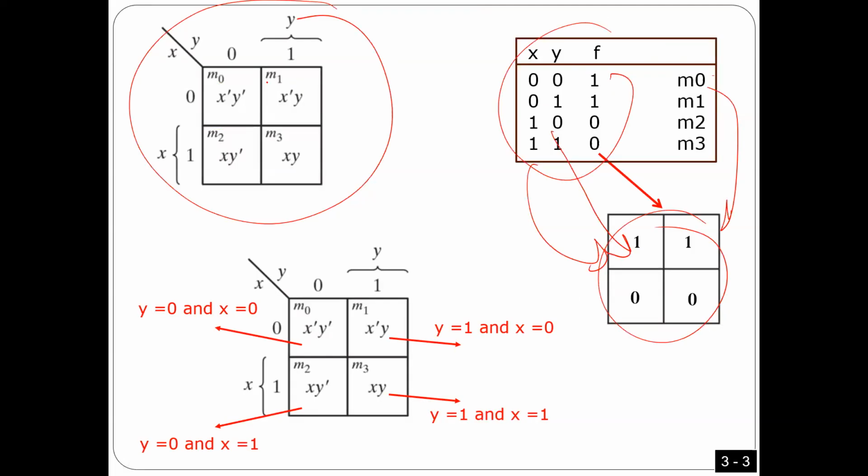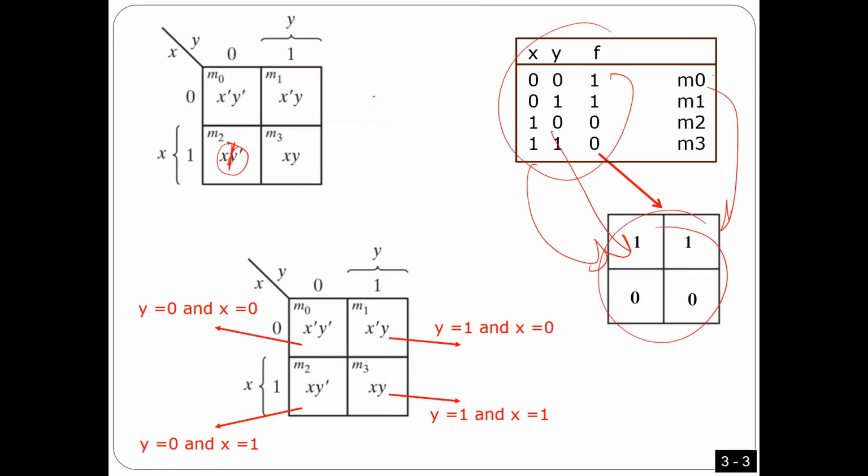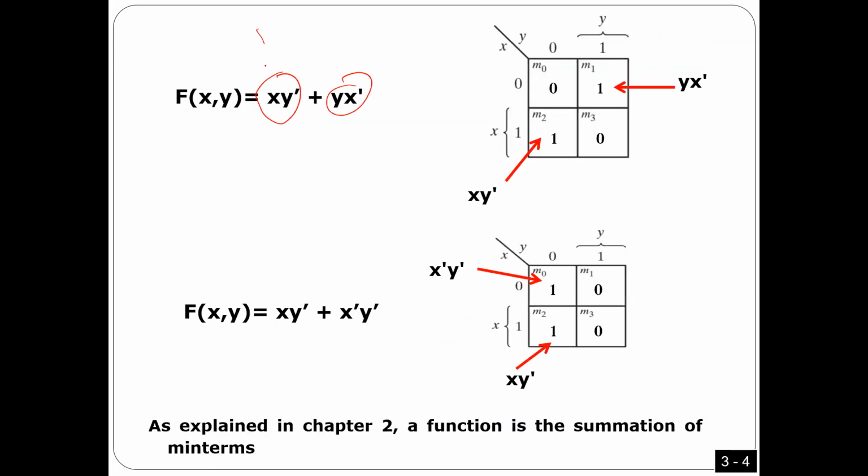xy prime is actually M2, so I have to put one here, M2. Also, x prime y is here, so I have to put one here. Okay. So you can see here, every square is going to be represented by two variables this way. So that's why I'm going to put one here and one here.